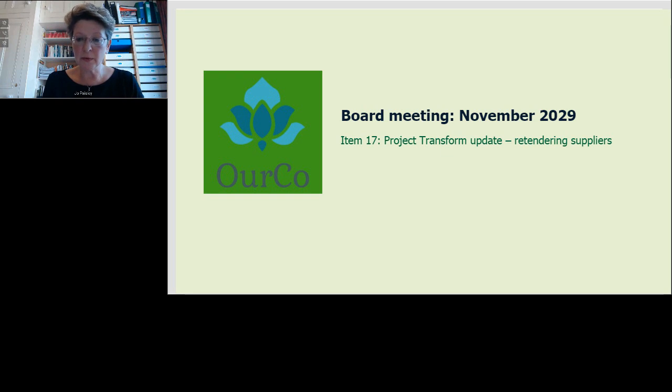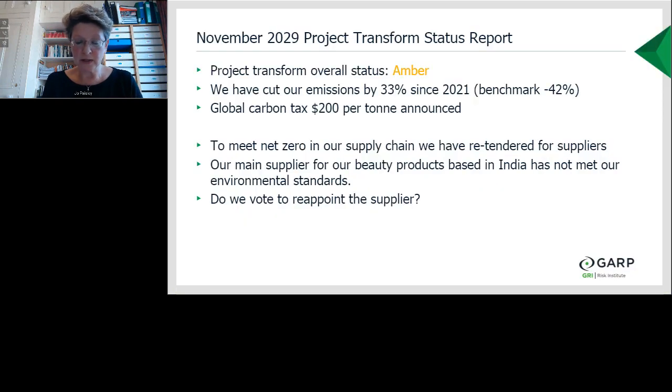But first of all, the board receives an update on the Project Transform status. And at the moment, the project overall is still running at amber. We have cut our emissions by about a third since 2021, but that's not at the benchmark, which was over 40% that we should have done by now. And on the climate policy front, a global carbon tax of $200 per tonne has just been announced to come into effect next year. That will affect our costs and those of our suppliers, of course. But it's given us an extra impetus to cut emissions. And looking at our supply chain emissions more seriously, we realise that to meet net zero in our supply chain, we're going to have to review all of our suppliers.